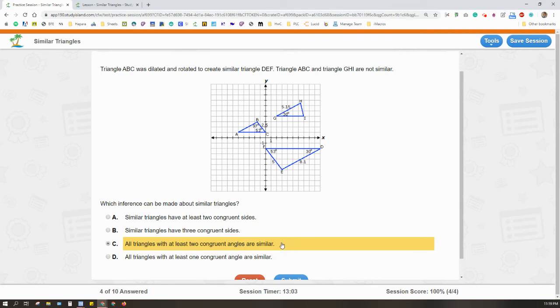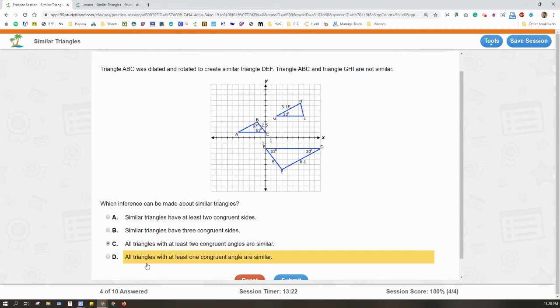C, all triangles with at least two congruent angles are similar. Bingo. This is the angle criterion that we just talked about in the previous problems. If you have two pairs of angles that are congruent, that means the third pair of angles is also congruent. So that means all the angles are congruent and you have similar triangles. What does D say? All triangles with at least one congruent angle are similar. No, just because they have one angle that matches up doesn't mean that the other two also match up. So that is wrong.